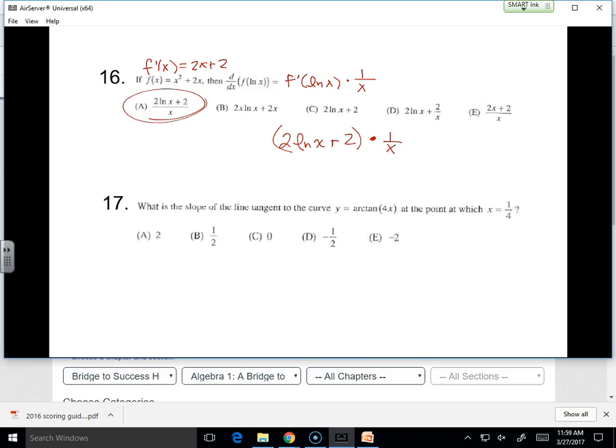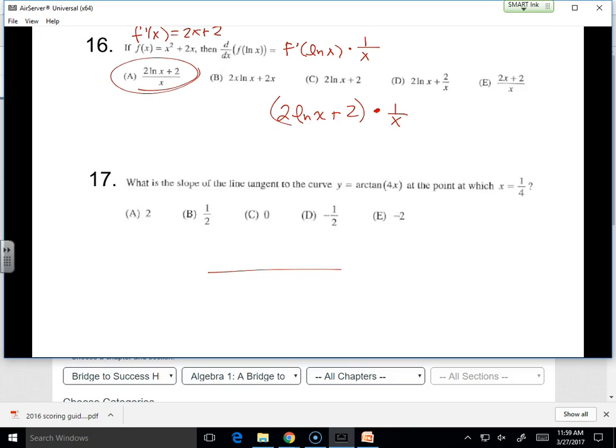What do we do with arctan? Kill it. Or it's slow, but just derive. What is the derivative of arctan? 1 over 1 plus u squared, or a squared plus u squared, times u prime. Plug him in. 1/4 squared is 16. 16 over 16 is 1. 1 plus 1 is 2. 4 over 2 is 2. Done.